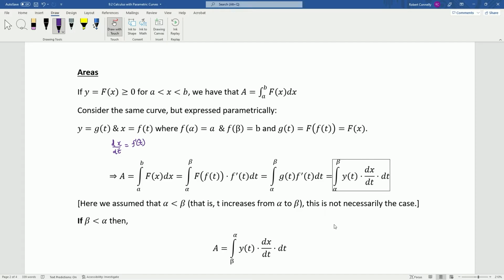Now, we did assume that alpha was less than beta here. Now, it could be that if your curve is moving from right to left, when you take that translation from right to left, you actually get alpha and beta that are switched around, where beta is less than alpha. So if that's the case, you would just integrate from beta to alpha so that you were still integrating from the left side to the right side. Or I should say, you were integrating within the parameter from smallest to largest.